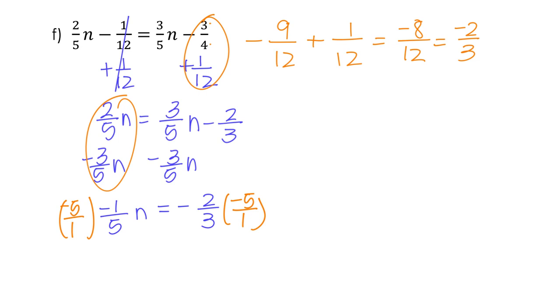What that does on the left side is it cancels the 1s and it cancels the 5s. So it makes the fraction just basically go away, turn to 1.